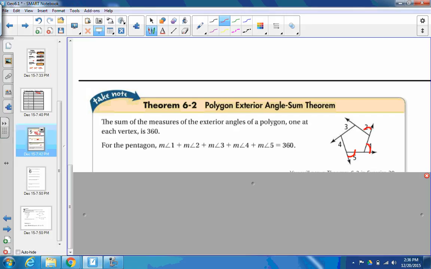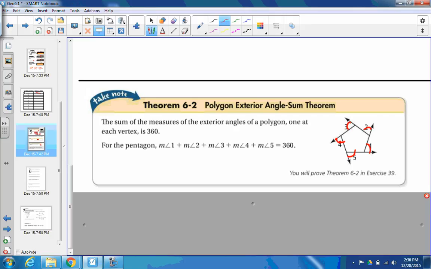The sum of the measures of the exterior angles of a polygon, one at each vertex, is going to be 360 degrees. So these 5 are all going to add up to 360 degrees. That'll work for any polygon. The exterior angles are going to add up to 360 degrees. So the measure of angle 1 plus 2 plus 3 plus 4 plus 5 is going to be 360.